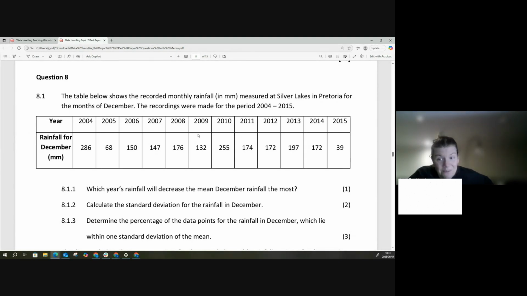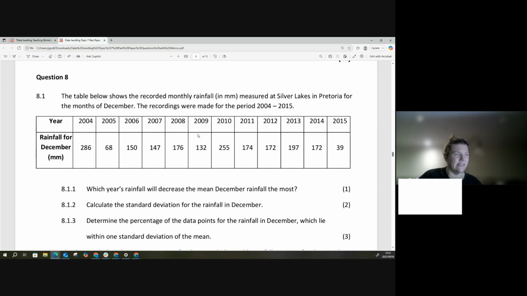Okay, so this is from a past paper. The table below shows the recorded monthly rainfall in millimeters measured in Silver Lakes in Pretoria for the months of December. The recordings were made for the period 2004 to 2015. So we've got all of those values. Which year's rainfall will decrease the mean December rainfall the most? So which one of these will decrease our mean the most?